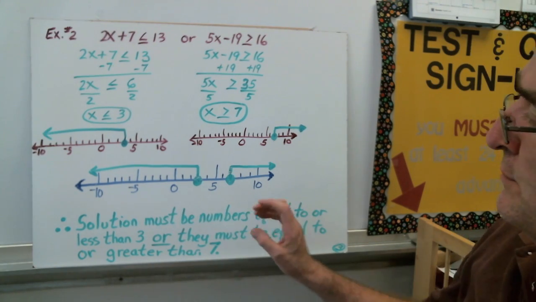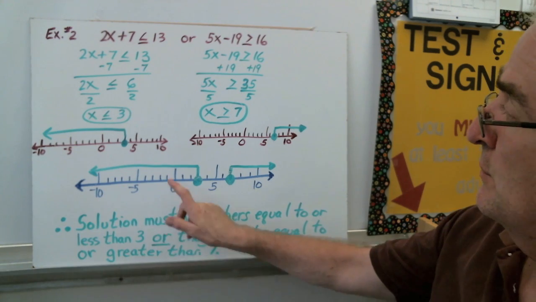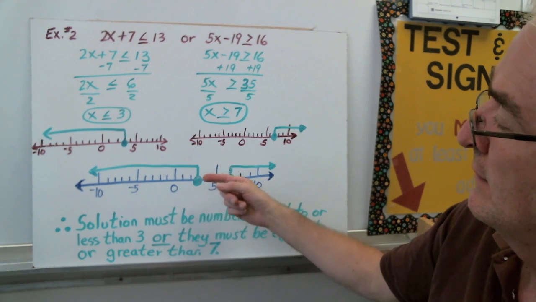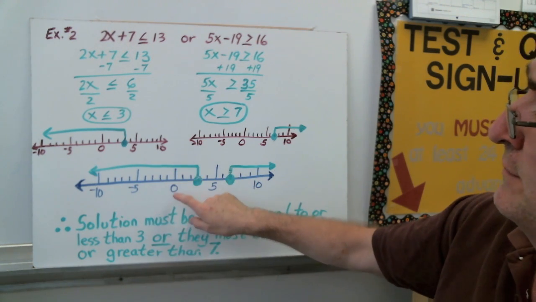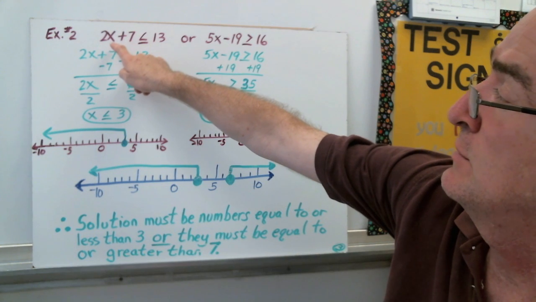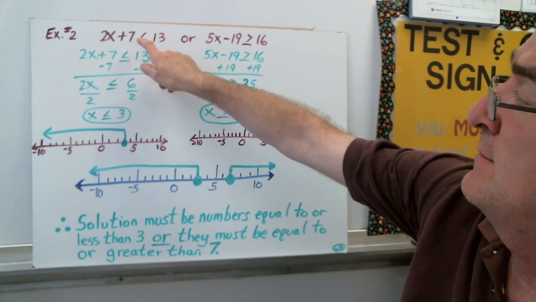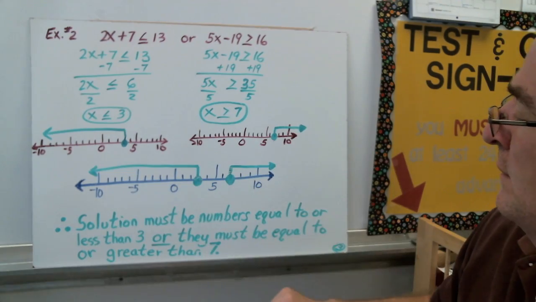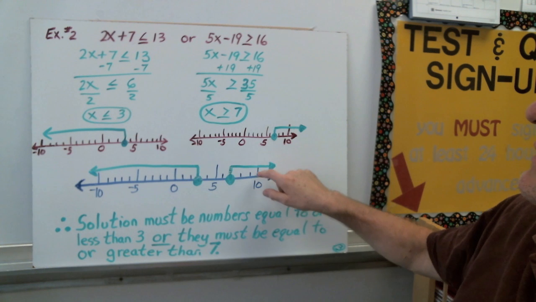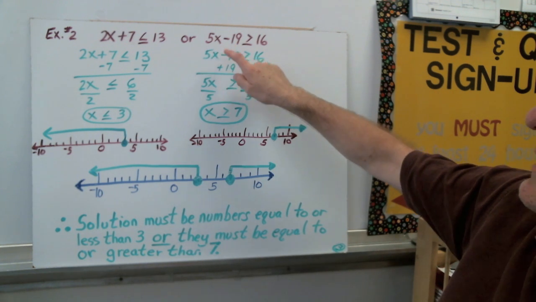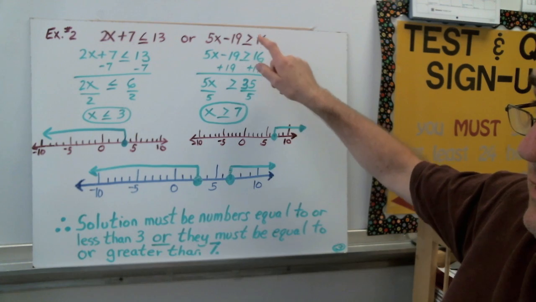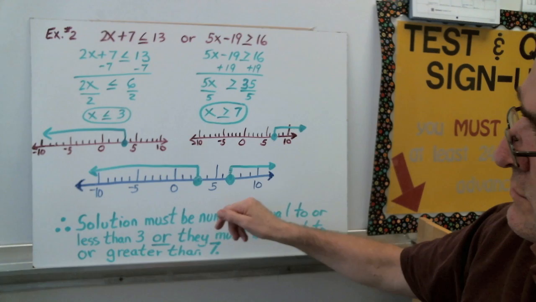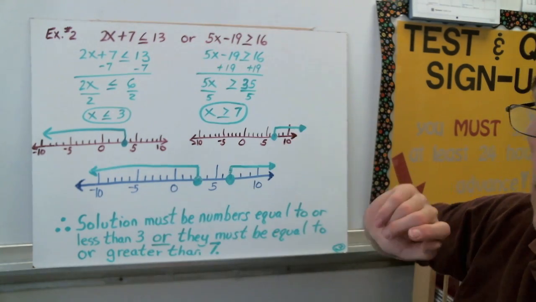Since we have a restricted solution here, let's check some of our answers. We go back to our initial inequality. We'll pick one of the terms going to the left in the negative direction. We put in 0. 2 times 0 is 0. 0 plus 7 is 7. 7 is less than or equal to 13. That satisfies the first inequality. Let's look at the other one. We put 10 in here. 5 times 10 is 50. 50 minus 19 is 31. 31 is greater than or equal to 16. So we have a correct graphing and a correct solution to this inequality involving the term "or."